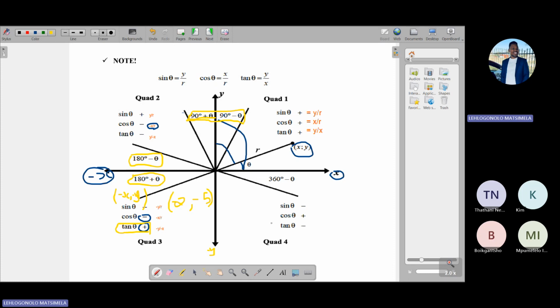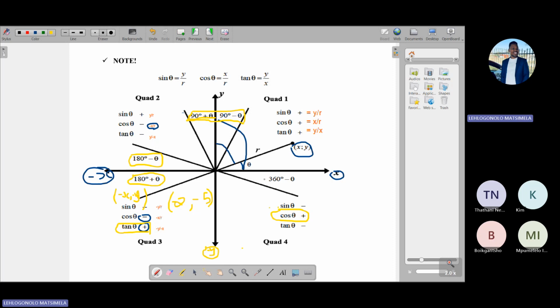So now the last quadrant is quadrant number 4, where the cos part is positive. The rest of them, sine and tan, are negative. How so? Because y on this side is negative, and sine is y over r, so we're going to have negative y over r, and tan is y over x, so we're going to have negative y over x. That is why everything else is negative.